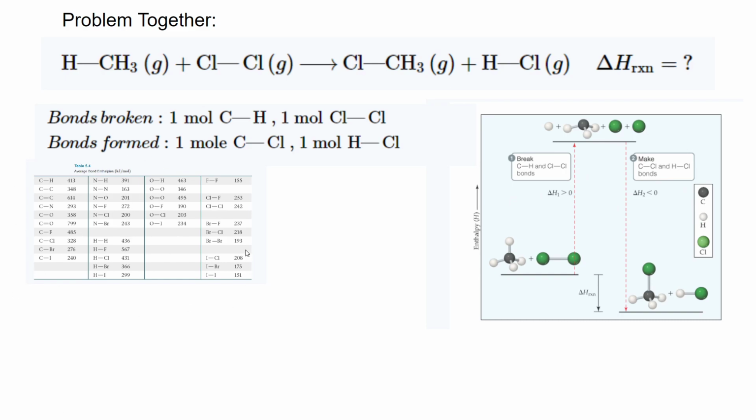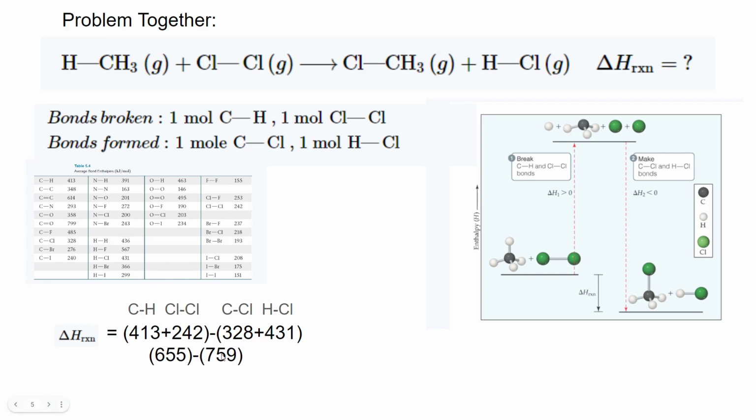So here's the table. So the enthalpy of reaction: you have your C-H bond plus your Cl-Cl bond. So that's 413 plus 242. Your C-Cl bond and your H-Cl bond, 328 plus 431. So these are the bonds that you broke, and these are the bonds that you formed. You put those together, 655 minus 759. Your total enthalpy of reaction is negative 104. That is in kilojoules per mole. So in this scenario, this would be an exothermic reaction because it's releasing heat.